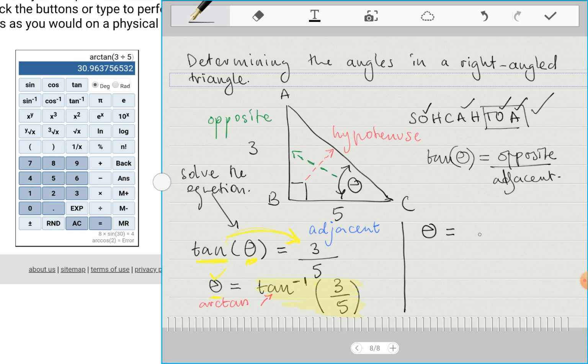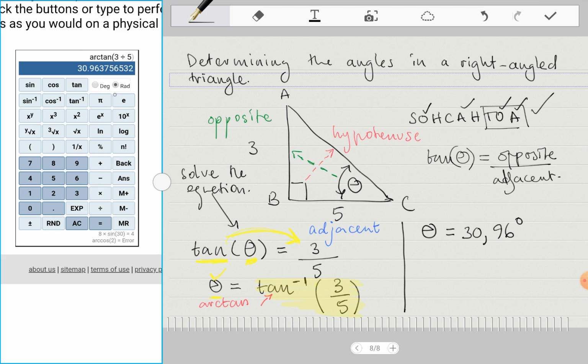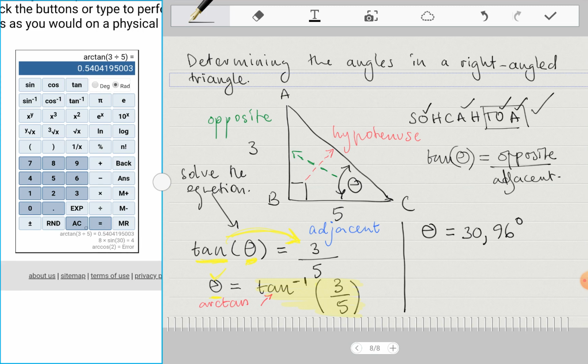We'll write that down to the nearest 2 places: 30.96 degrees, because our calculator is set on degrees. If you want the answer in radians, you just click on radian and click on equal, and then it would give it to you in radians. I'm going to work in degrees for the sake of continuity. So that's the answer that we get.